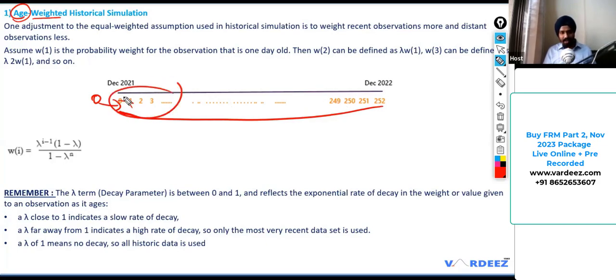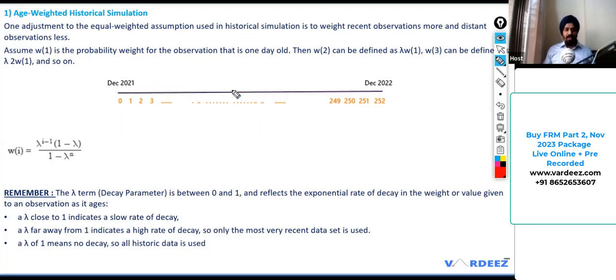As the data ages, the older data is removed. That's the idea. And if you want to remove it faster, then you have to make lambda, sorry, close to 0. You can think of close to 0 as a high rate of decay. If lambda is closer to 0, it's going to be faster, and you're going to be using the most recent data set. So this slide will be very useful once you revise.